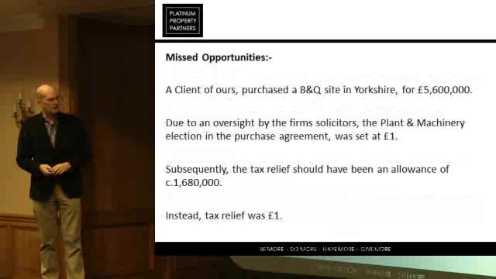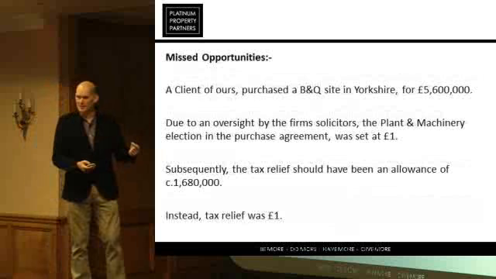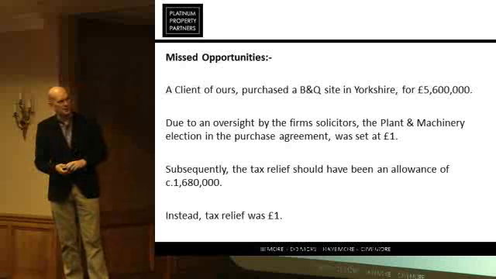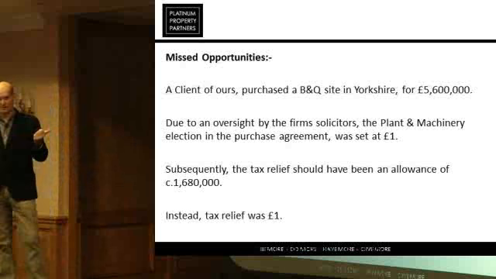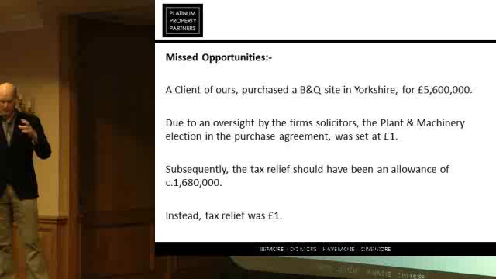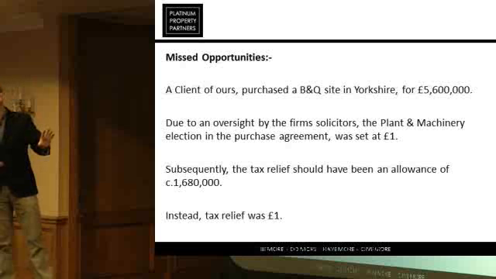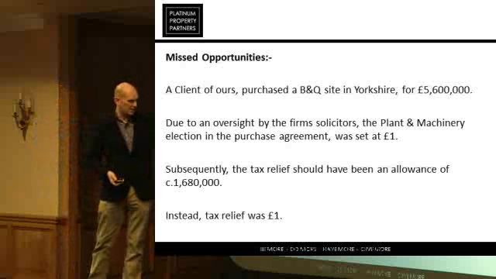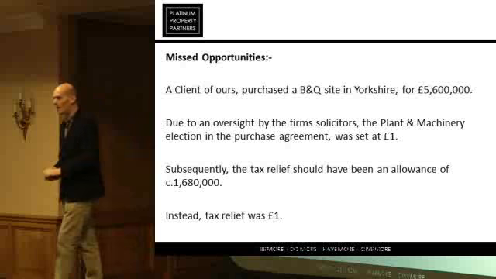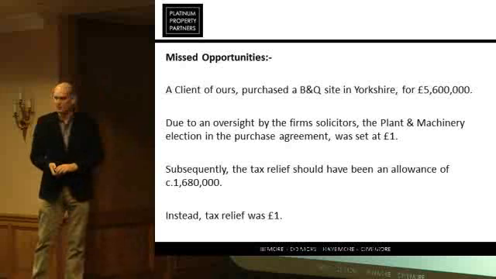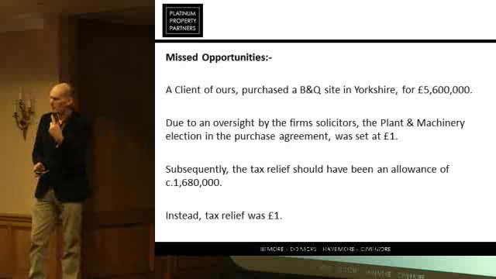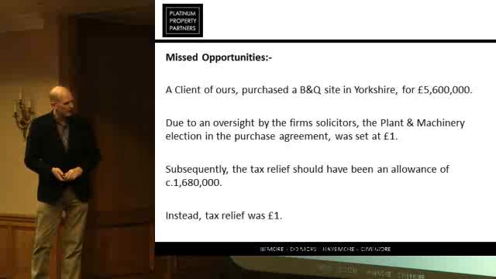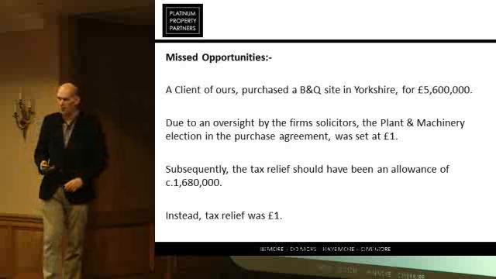So just an example of missed opportunities. I'll go back to this capital allowances, Section 198. A client of ours bought an old B&Q site up in Yorkshire for £5.6 million. Yeah, that's a lot of money. They didn't even really concentrate on the contract too much. They left it to their solicitors. They agreed a price, but in the purchase agreement, the election for plant and machinery was set at £1. So how much tax relief could they claim on that particular purchase? £1. And we estimated they could have claimed about £1.6 million. So, you know, it was their loss.